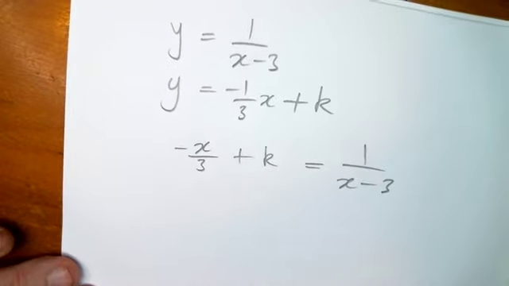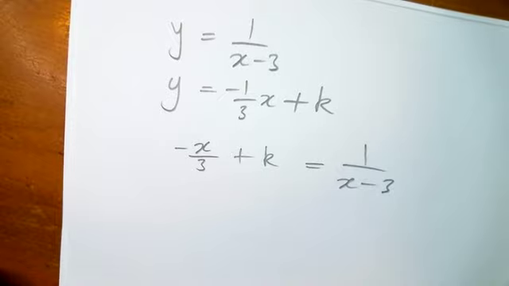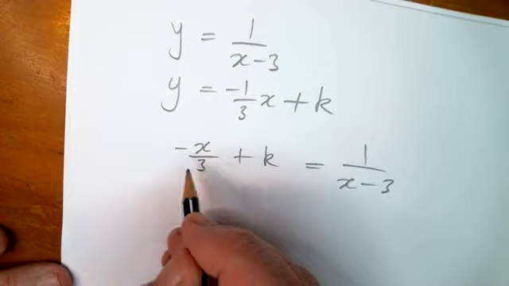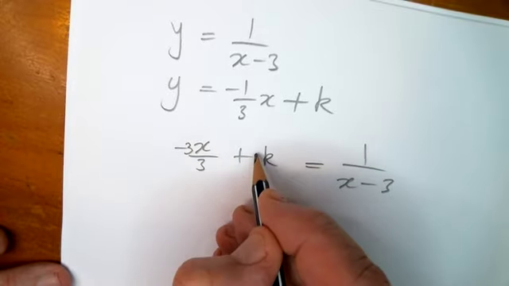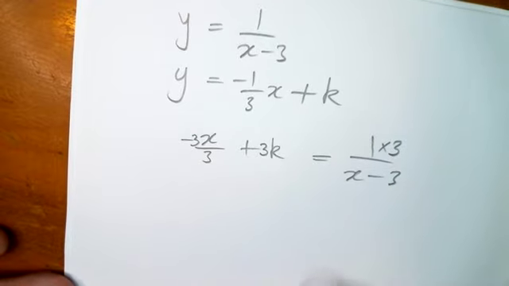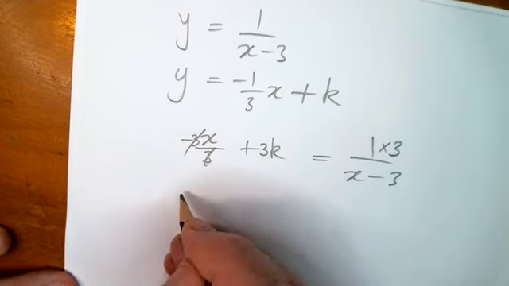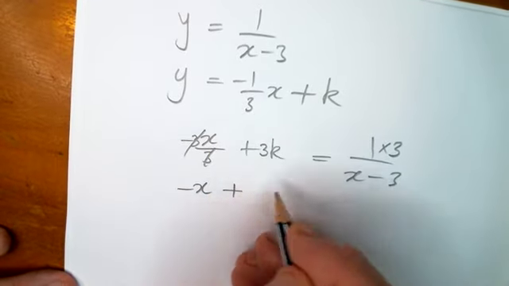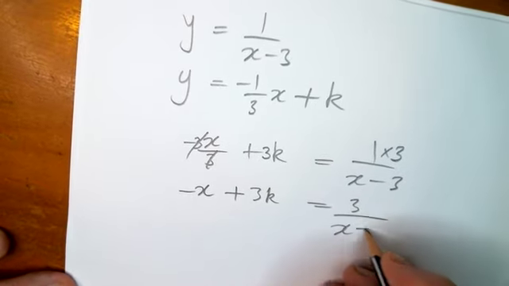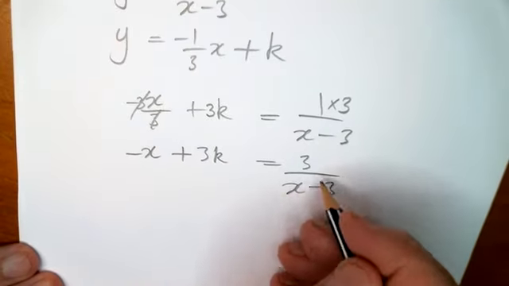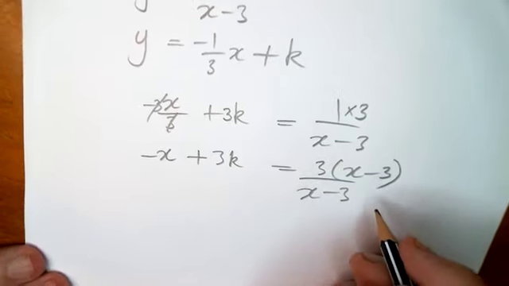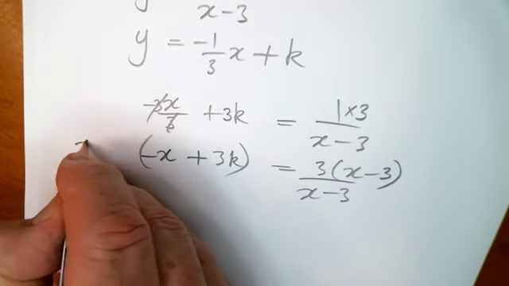So first job, I don't like the fractions. Let's get rid of the fractions. So first I'm going to multiply everything by 3, and that will get rid of this one here. So I'll put a 3 there, I'll put a 3 there, and I'll make this times 3 on top. And so suddenly this divided by this will leave me with a negative x, plus I've got a 3k, and equals, and I've got 3 over x minus 3. Now I can get rid of this by going, let's multiply everything by x minus 3, and I'm going to multiply all of this by x minus 3.